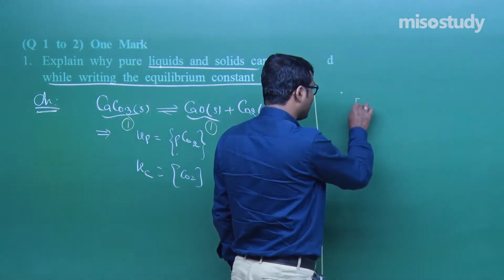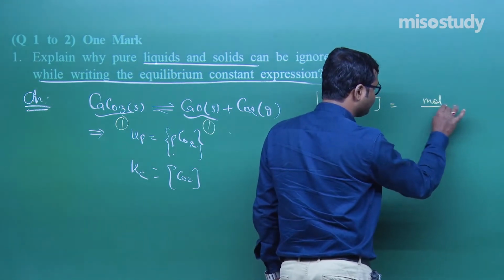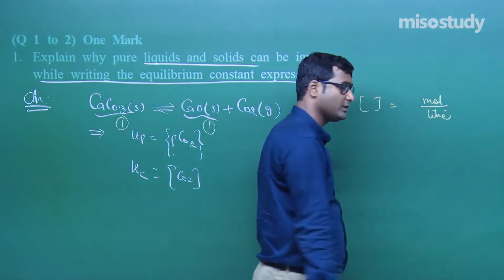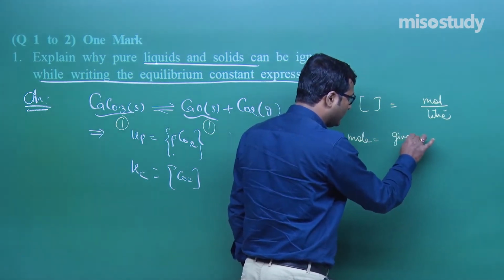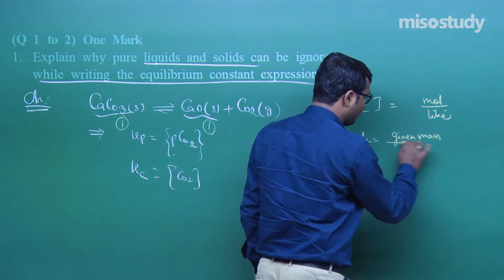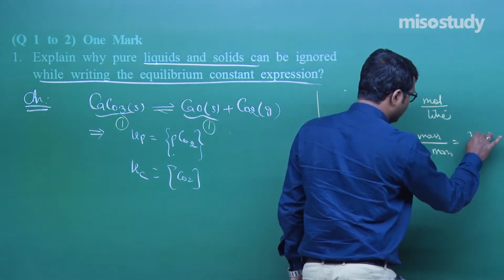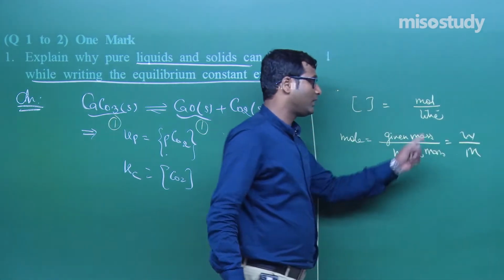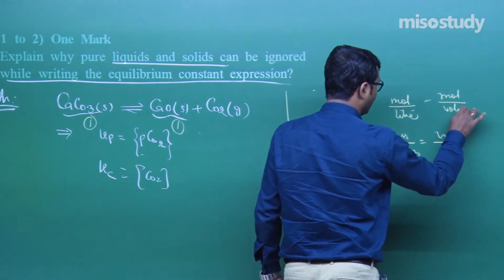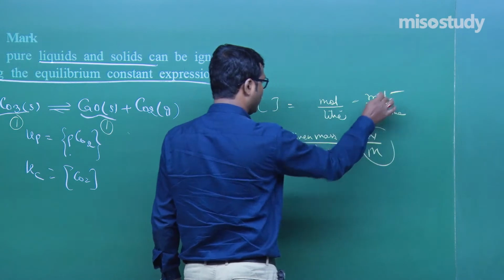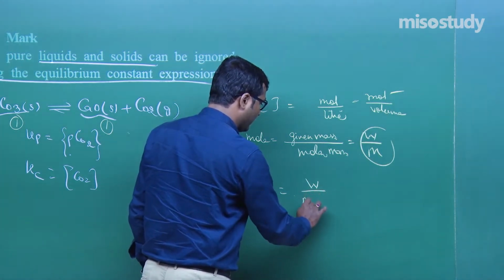As we know, concentration is equal to what? Mole per liter. Yes sir, definitely it is mole per liter. Now what is mole, my friend? Mole is equal to given mass upon molar mass, that is W upon M. And liter means volume, so that is mole upon volume. Now put this value here. What do we get? Concentration is equal to W upon M into V.